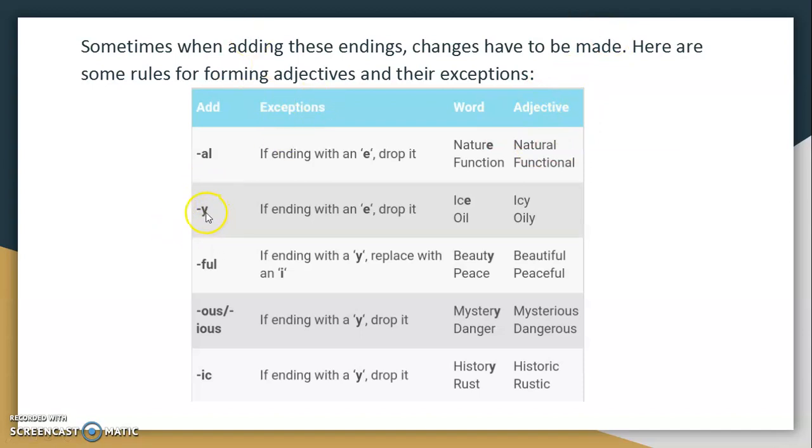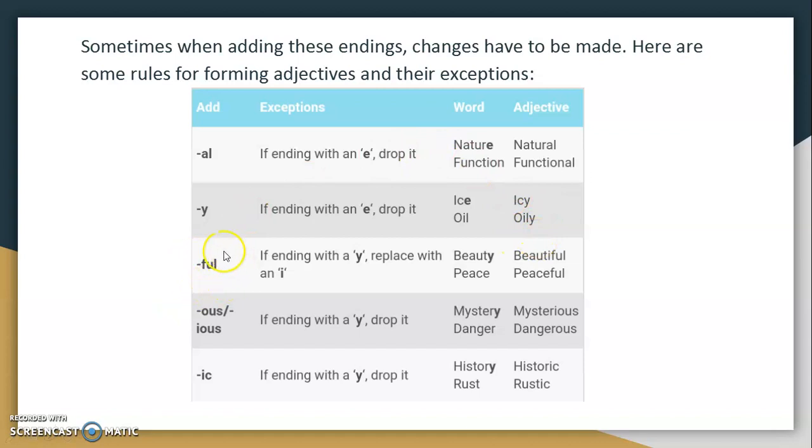For the suffix y, if the word ends with the letter e, you drop the letter e to form an adjective. An example here is the word ice. You drop the letter e and it becomes icy. Another example is the word oil. Here you just have to add the letter y and it becomes the adjective oily.